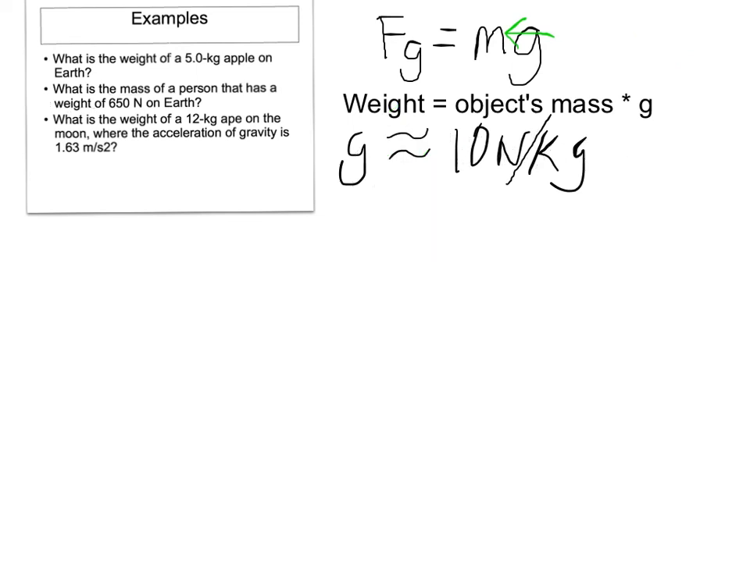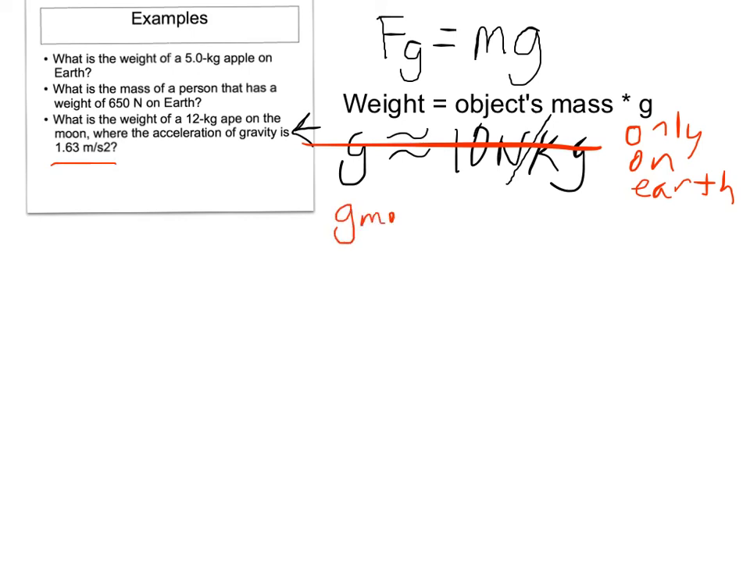Okay, so new problem. What is the weight of a 12 kilogram ape on the moon, where the acceleration of gravity is 1.63 meters per second squared? Okay, so we have a little problem. Remember I told you this information works only on Earth, and now we're on the moon. So we cannot use this acceleration due to gravity. We have to use the one on the moon. And let's see what the problem says, where the acceleration of gravity is 1.63 meters per second squared.